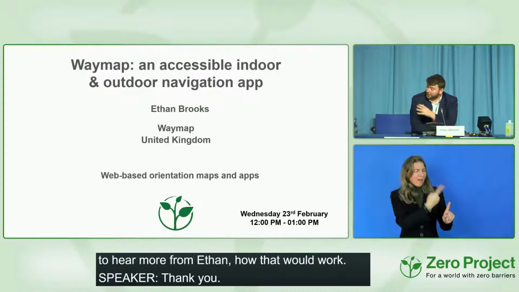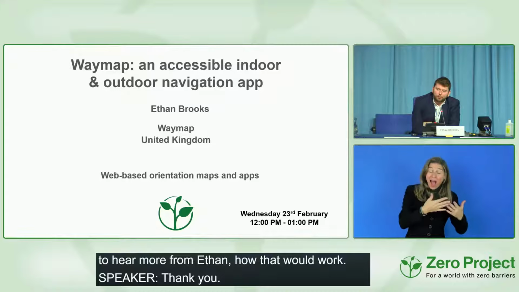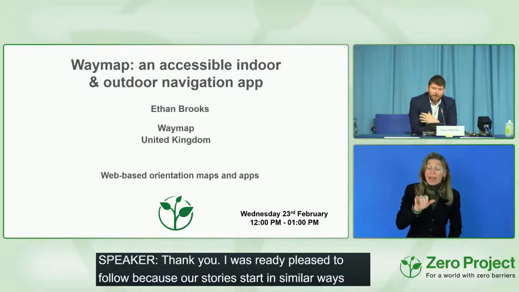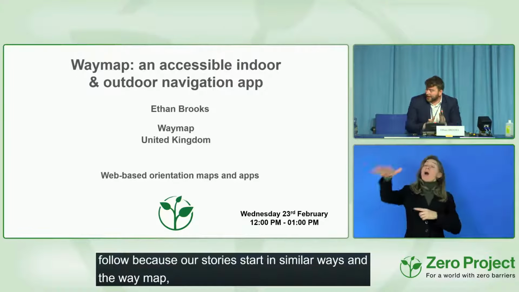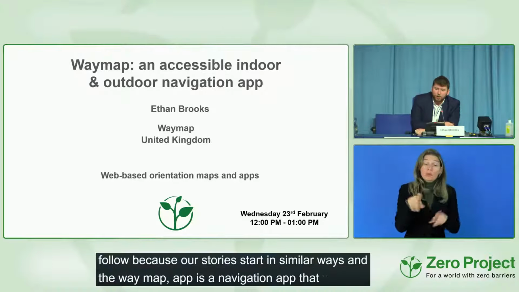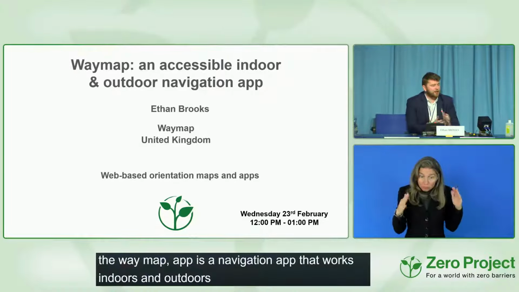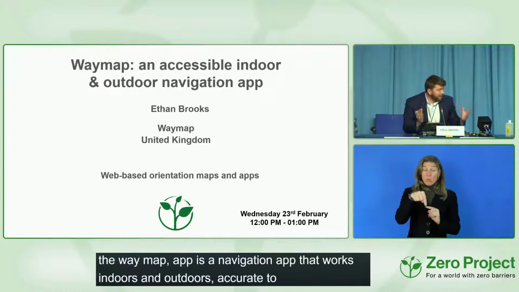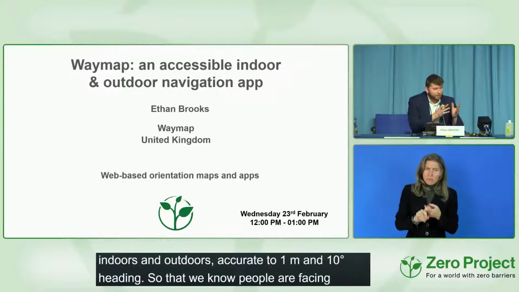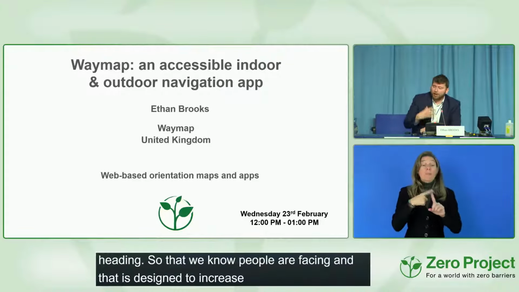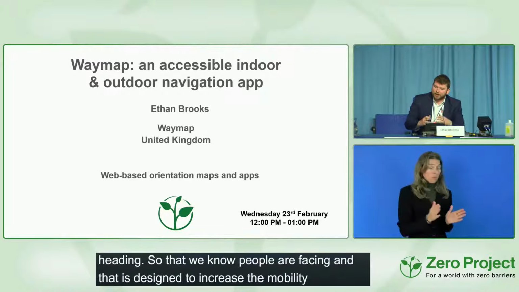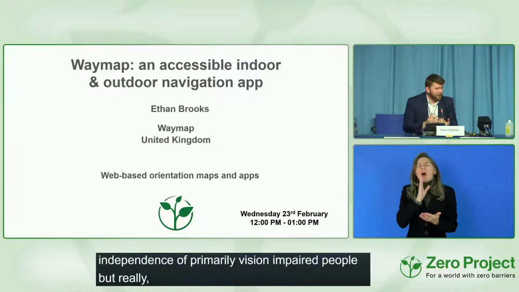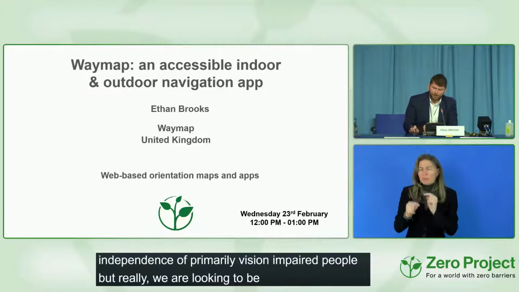The Waymap app, to repeat what Holger said, is a navigation app that works indoors and outdoors, accurate to 1 meter and 10 degrees heading, so we know where people are facing. And that's designed to increase the mobility and independence of primarily vision-impaired people, but really we're looking to be an app for anyone, anywhere, achieving that by cracking the most challenging navigational case.